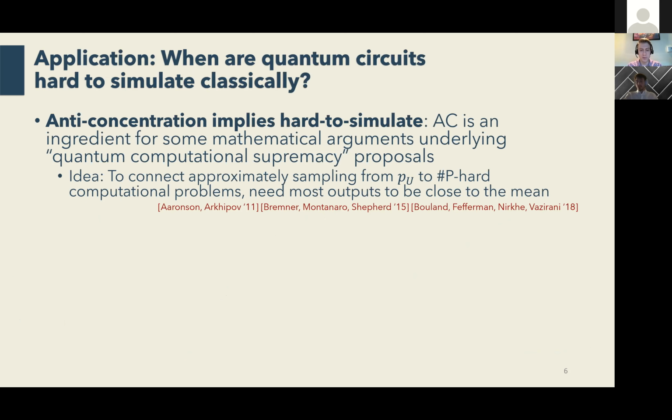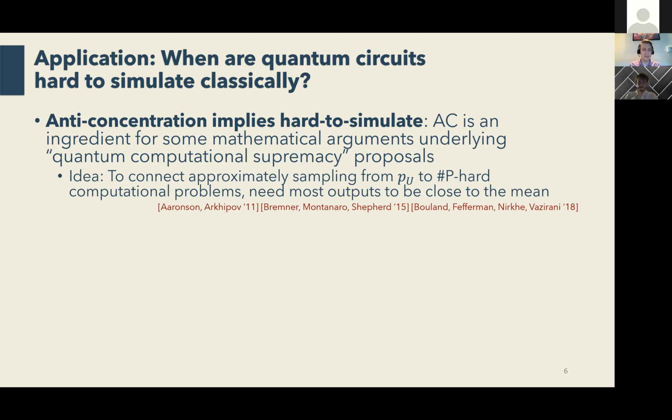Okay, so you wouldn't be blamed if you didn't see why this was important. I don't think it's immediately obvious at all. And the reason that we'll give for why we should care about anti-concentration is related to the question of when quantum circuits are hard to simulate classically. So there are dueling reasons to care about anti-concentration in this context.